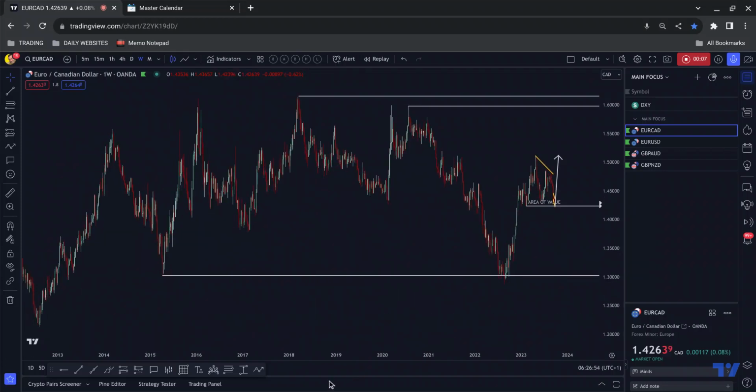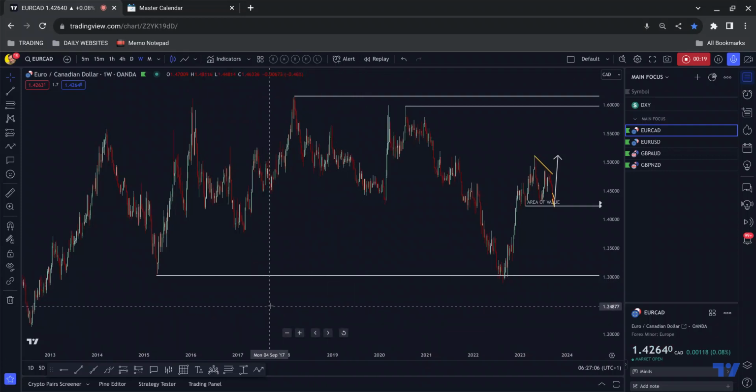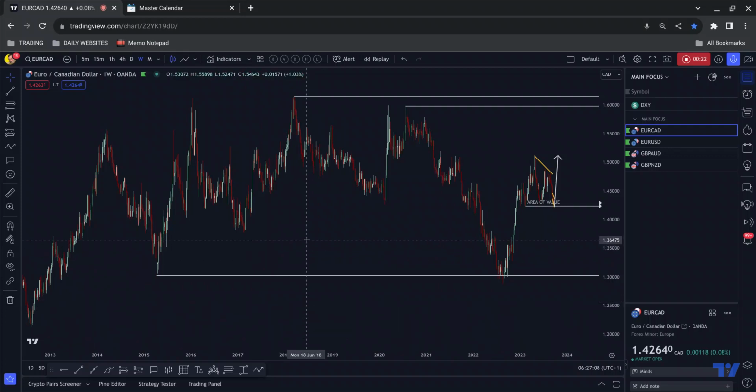So I have four pairs on watch today. Those are Euro CAD, Euro Dollar, Pound Aussie, and Pound Kiwi. I'm going to break them down for you now and give you my thought process as it came to me last night when I was doing these forecasts.